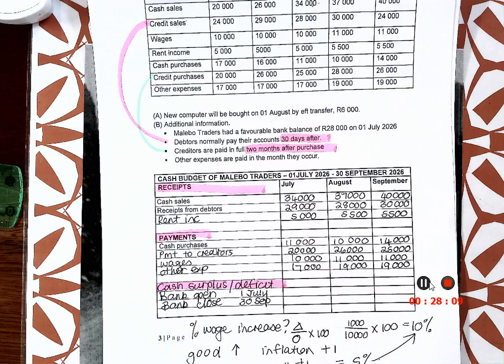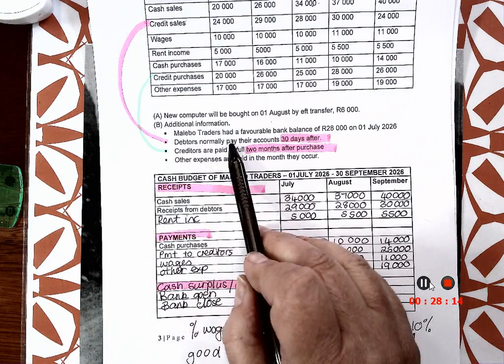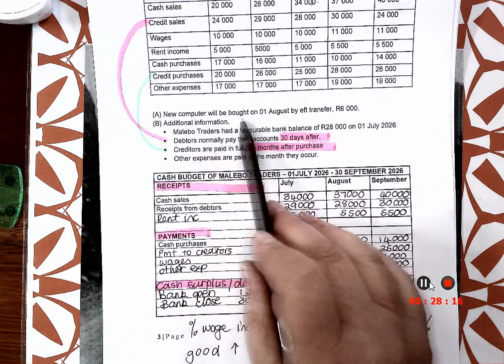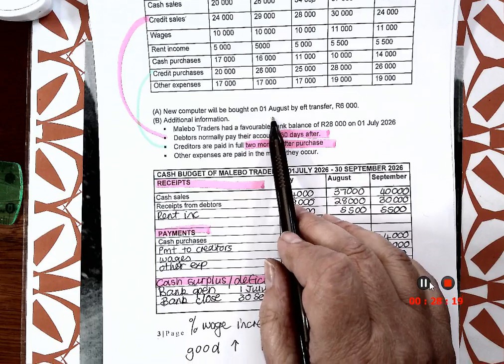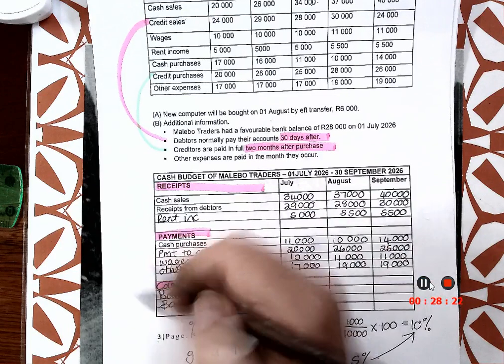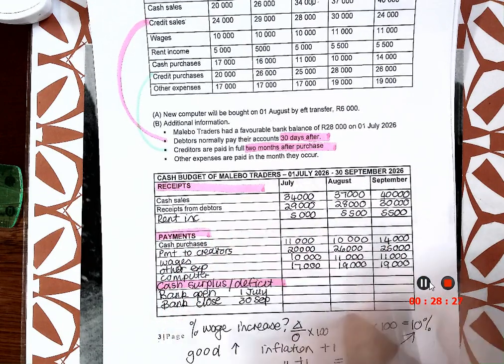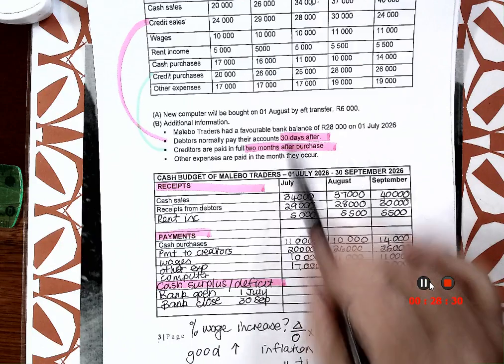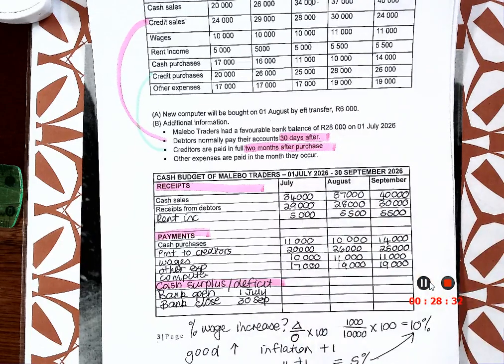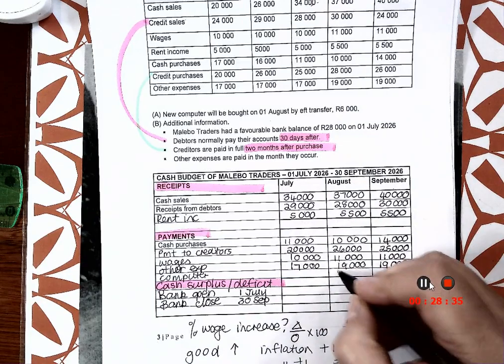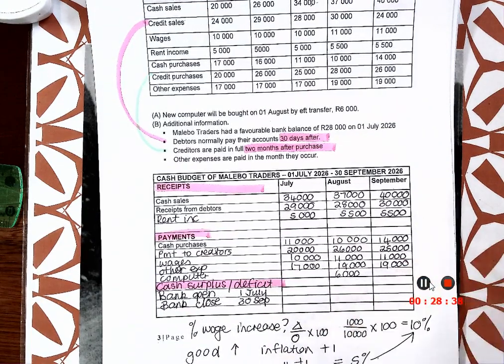Okay. Now we still just need to do Malebo Traders. A new computer was bought the 1st of August. Okay. So I buy a computer. You can write equipment. You can write computer. It doesn't matter. Where will I put the 6,000? In August. Even if it's the 1st of August or the 31st of August, it's still August. Don't go the route of, oh, we need to plan to have money ready by the 1st of August. No. Don't go that route.